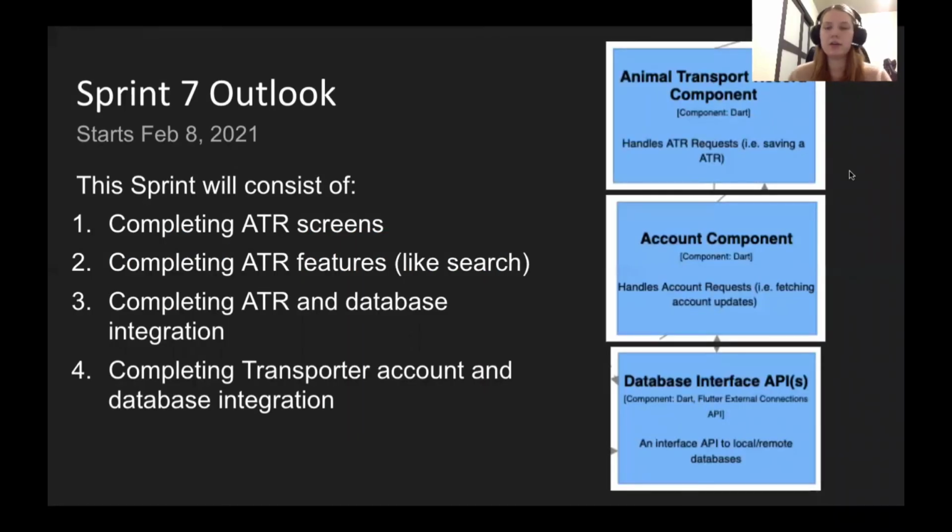And with that, I'll talk about our Sprint 7 outlook. Our next sprint starts on February 8th, the same day that our Sprint 6 ends. Our next sprint will consist of completing any leftover ATR screen work, this being the editing screen and perhaps the new screen. We'll also be completing ATR features such as search, email, and PDF functionality. We'll also complete the ATR and database integration.